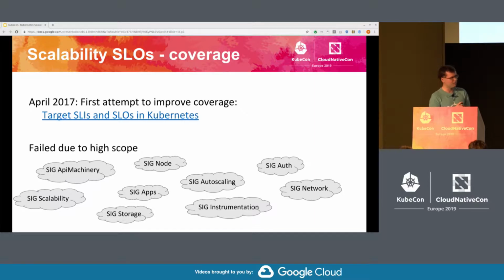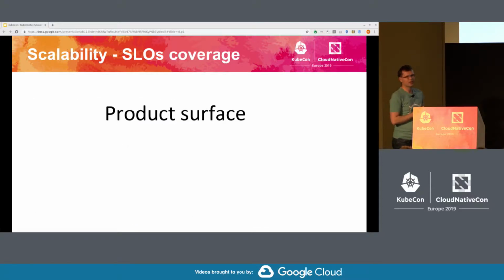Because, in fact, this document gave us something that is super important. It gave us basically a product surface. So what is a product surface? It's basically a set of functional areas of our system, also APIs, features, and flows that we give to users and that make up our products.